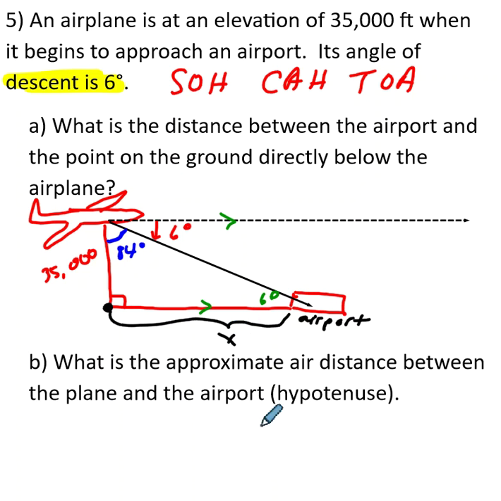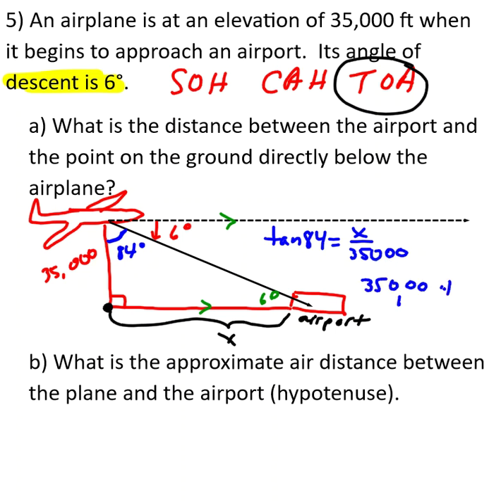Since I have opposite and adjacent, and nothing on the hypotenuse, I want to use tangent for this particular problem. Again, I could model this with the 6 degrees, or I could model it with the 84 degrees. If I model it with the 84 degrees, I would have tangent of 84 equals x over 35,000. At that point, I'm going to have 35,000 times tangent of 84 equals x, on the other side because I'm running out of space.